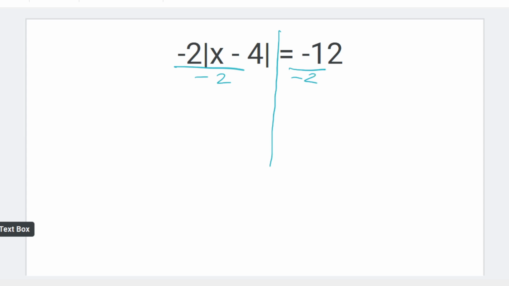Now, one thing worth mentioning is you cannot distribute to absolute values. So in this case, division is the only option available.